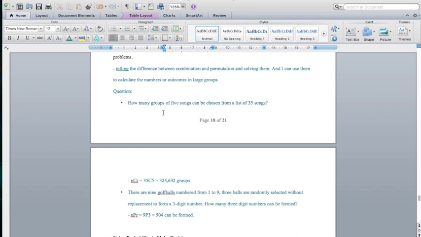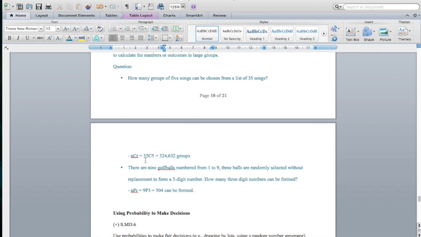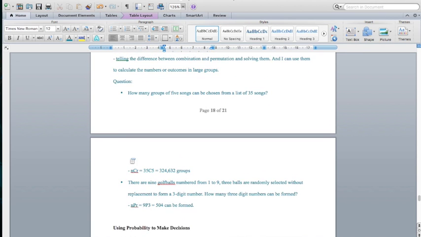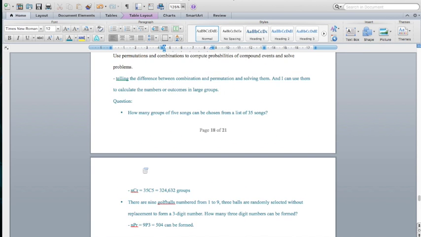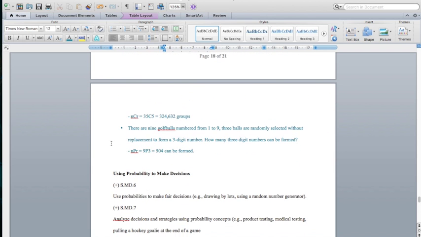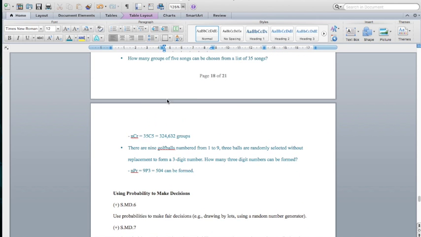So here, how many groups of 5 songs can be chosen from a list of 35 songs? Using the formula nCr, which is combinations, I can find the groups of 5 songs that can be chosen from a list of 35 songs, which is 324,632 groups.